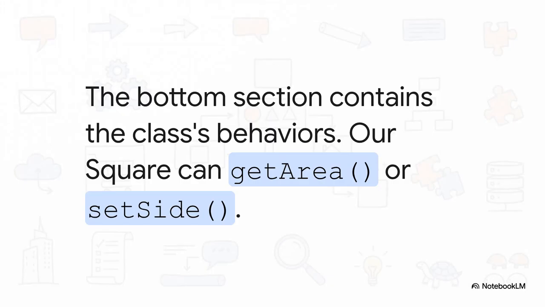And finally, we have the bottom section, which holds the methods. This is all about behavior. What can a square object do? Well, it can calculate its own area, so we'll give it a getArea method. And we probably want to be able to change its side length, so let's add a setSide method. These are the actions the class can perform.